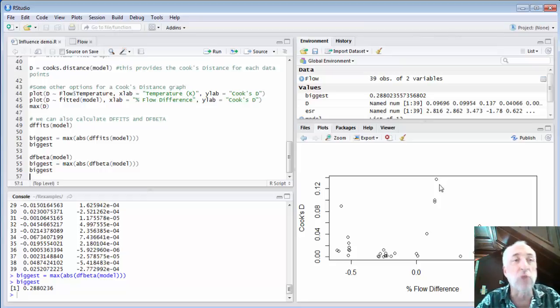Well, that's how we use R to do influence analysis in our regression. Thanks for listening.